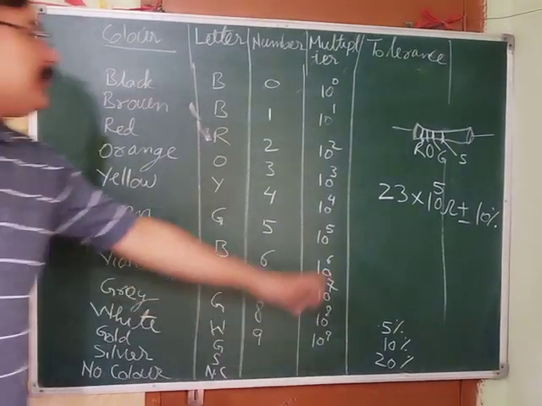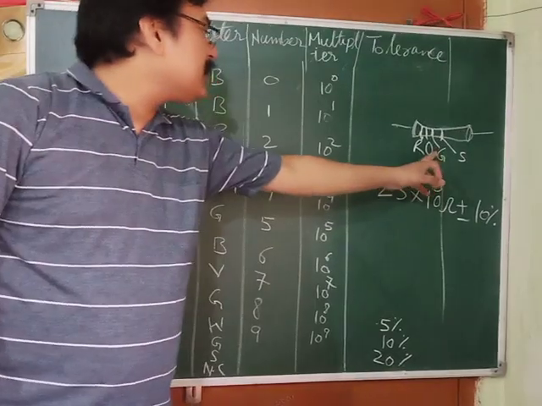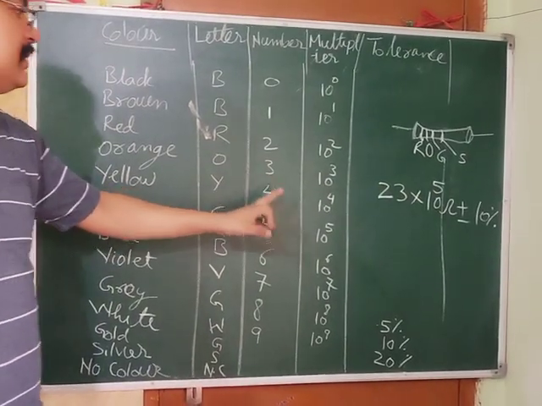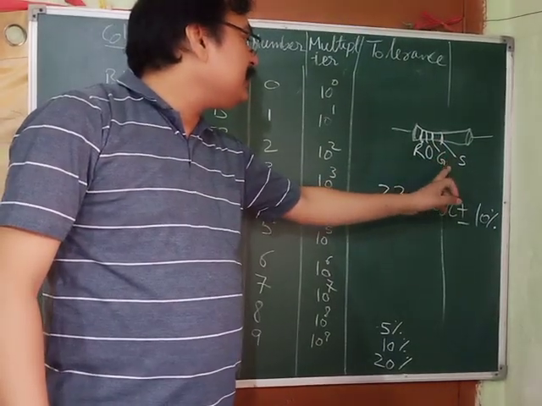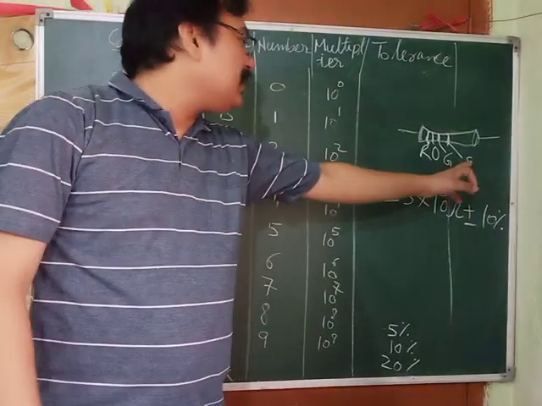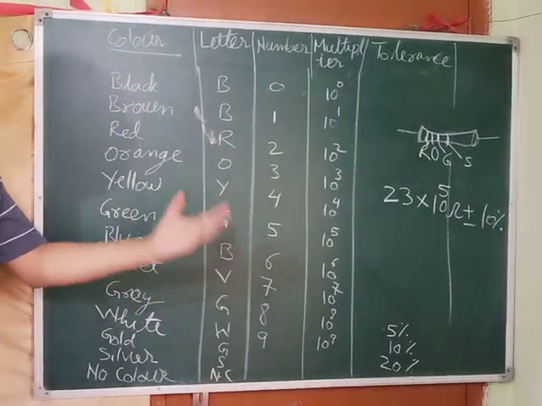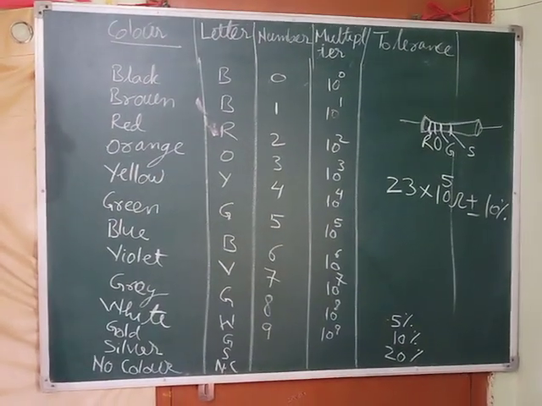Understood? First color red gives you the first digit. Second color orange gives you the second digit. Third ring, that is green color, gives you the multiplier. Fourth color, that is silver, gives you the tolerance. In this way you can find out the resistance of a given carbon resistor.